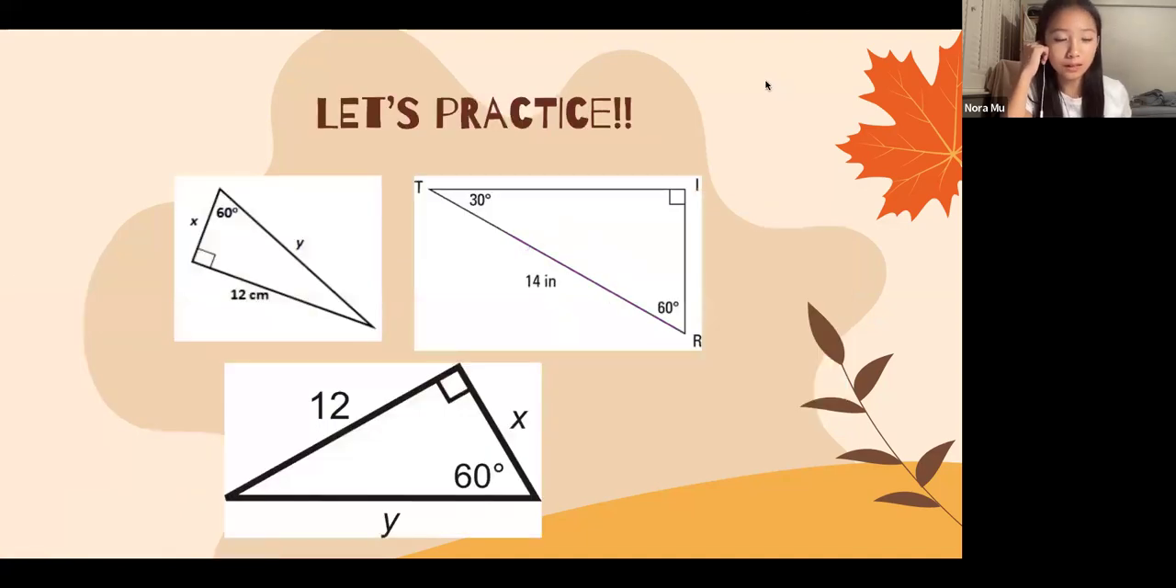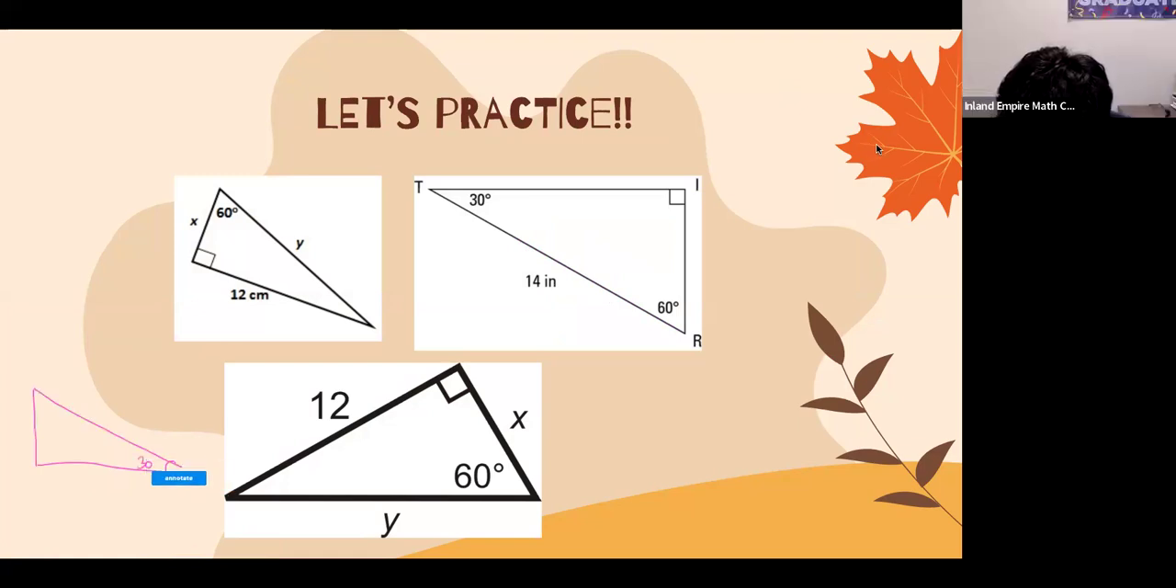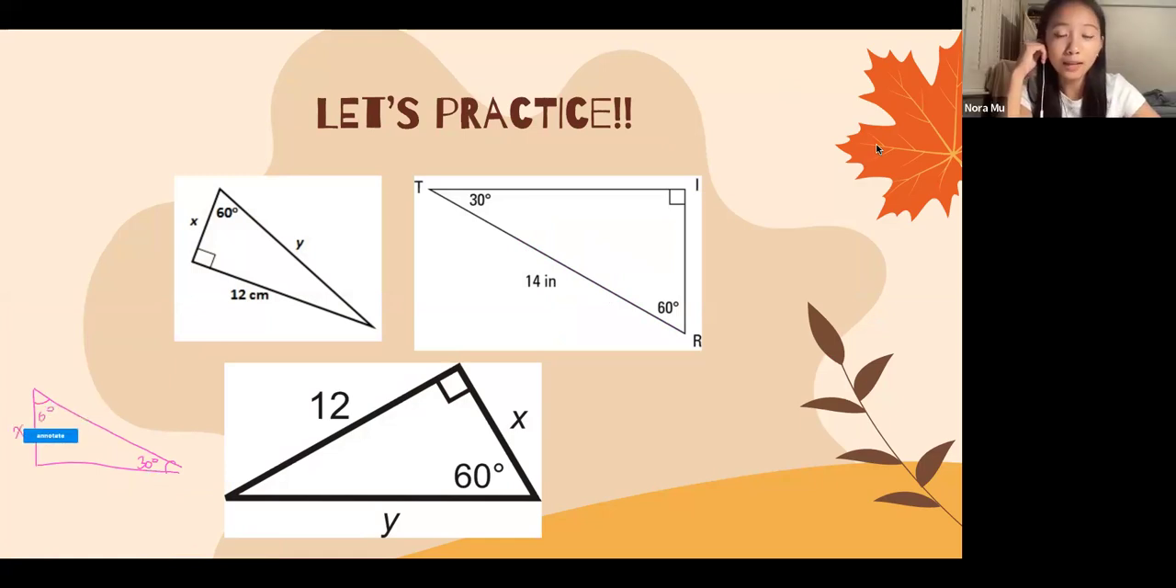Now we're going to give you some time to try out 30-60-90 triangles, and we'll check back on you in a few minutes. I'm just drawing out the relationship again. Feel free to ask any questions in the chat, and once you have answers, type them in the chat and we're going to check them.